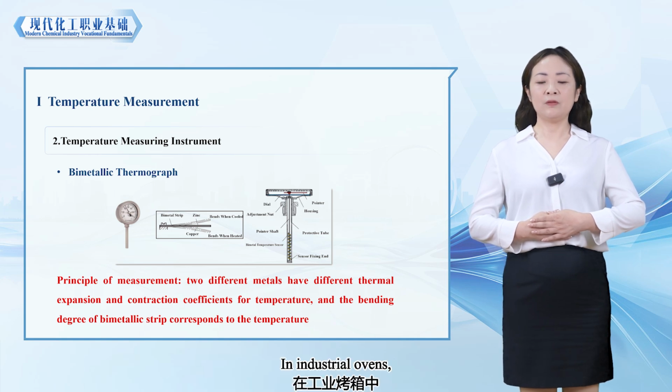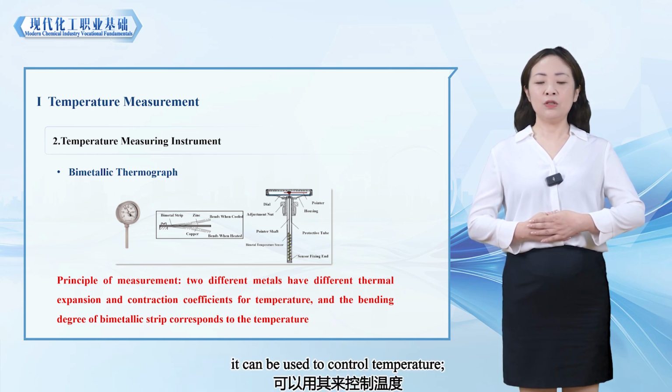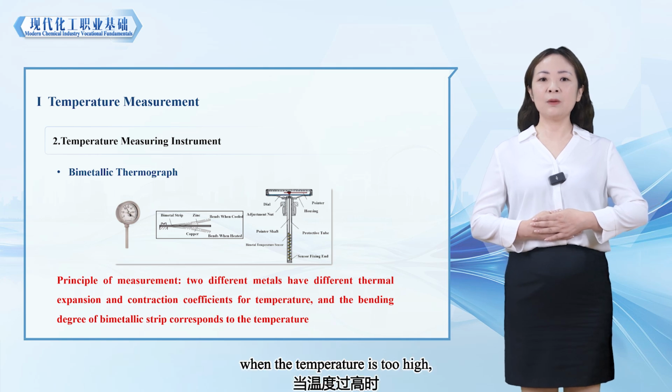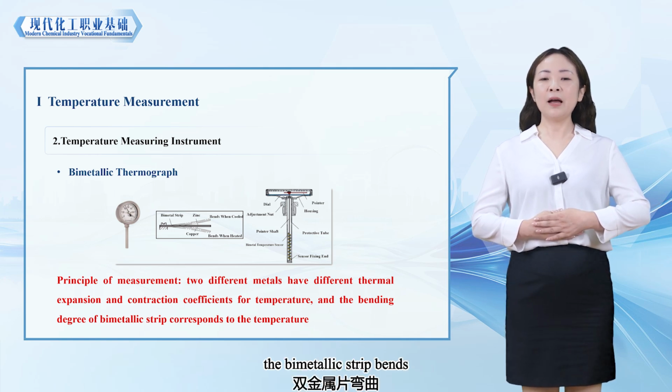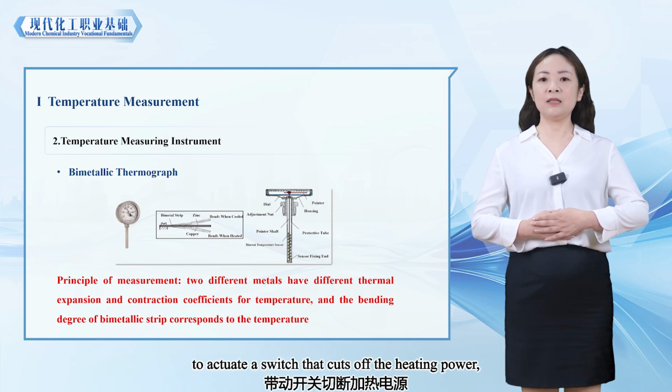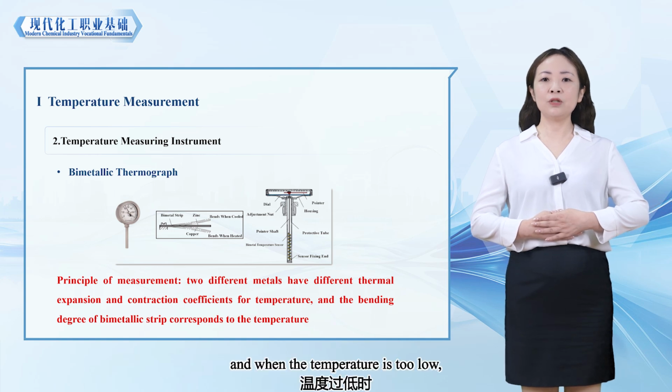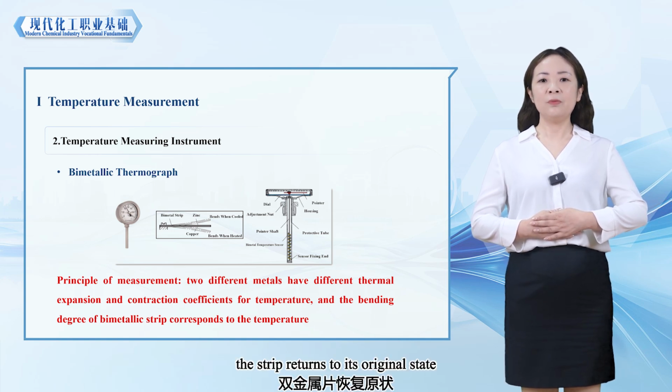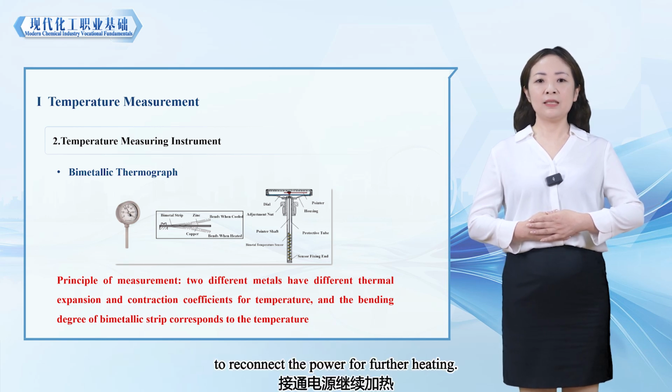In industrial ovens, it can be used to control temperature. When the temperature is too high, the bimetallic strip bends to actuate a switch that cuts off the heating power, and when the temperature is too low, the strip returns to its original state to reconnect the power for further heating.